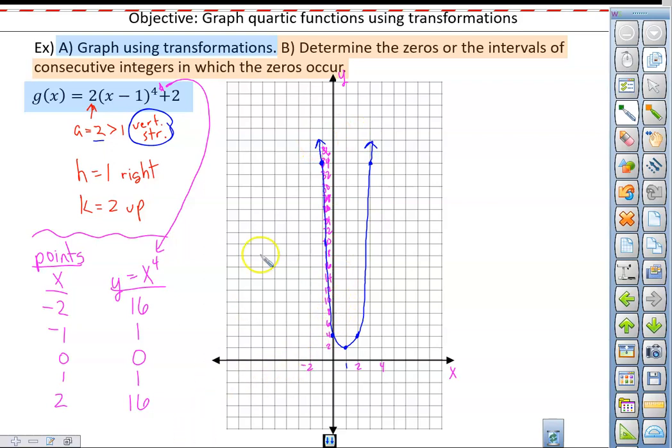So in this case, for part B, determine the zeros, we see that this particular function does not intersect the x-axis at all, and it never will because its end behavior is to positive infinity. So for our B part, we would state that there are no zeros. And that finishes up both parts of this problem. All right, we're going to look at another example.